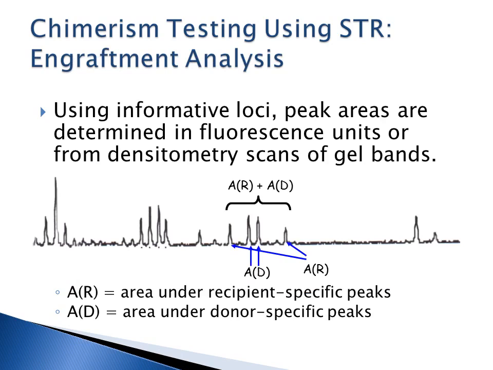So you can use your chimerism testing for engraftment analysis. Using those informative loci, your peak areas are determined in fluorescence units because each peak is a fluorescence. You can also scan your gels and do densitometry. So how dense are the bands on your gel? The AR is the area under the recipient-specific peaks, and the AD is the area under the donor-specific peaks.